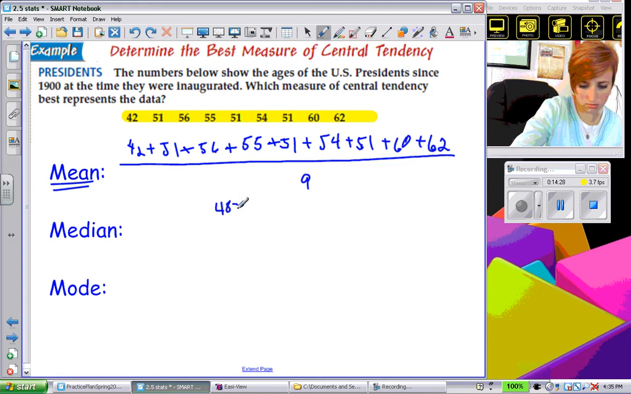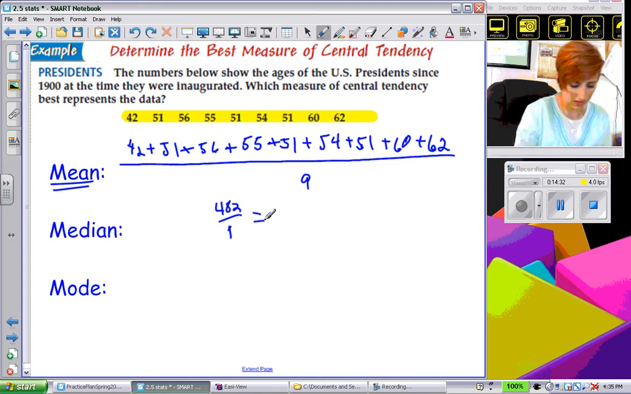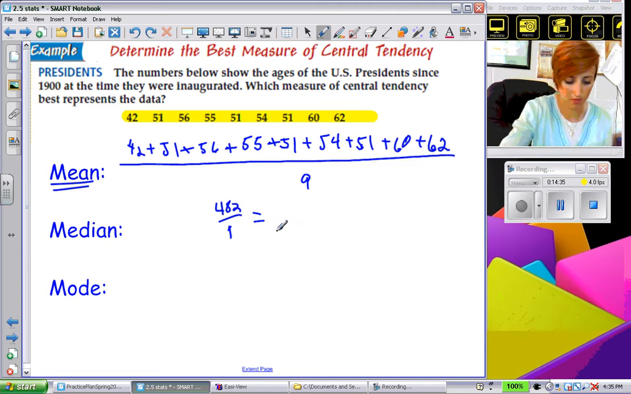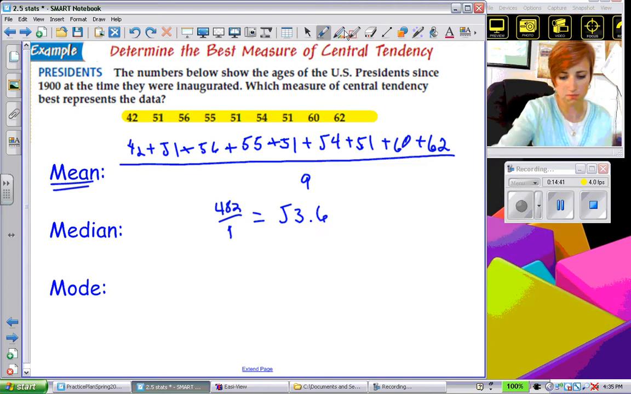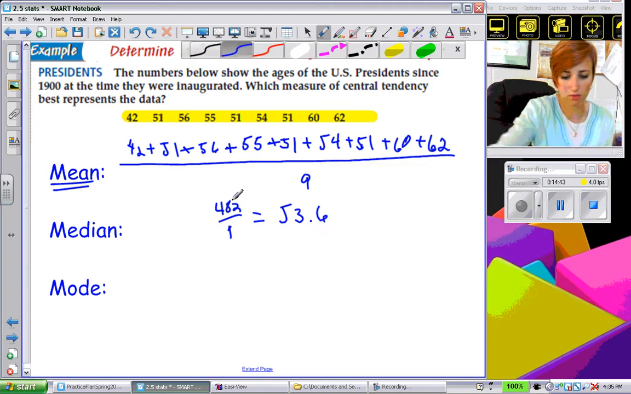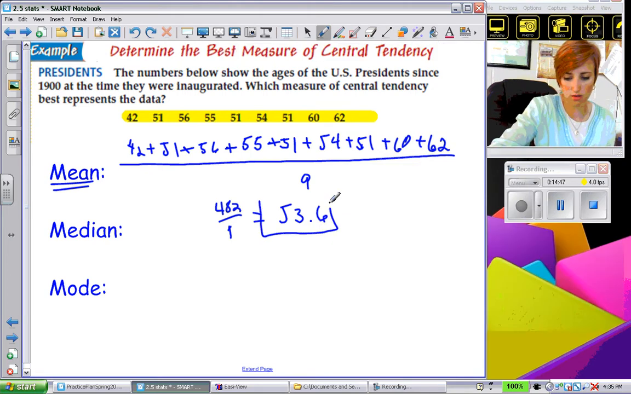482 divided by 9 still. Now we divide by 9 and we get 53.55 more or less, 53.6. So that's our median. Sorry, that's our mean. Our mean age is 53.6.